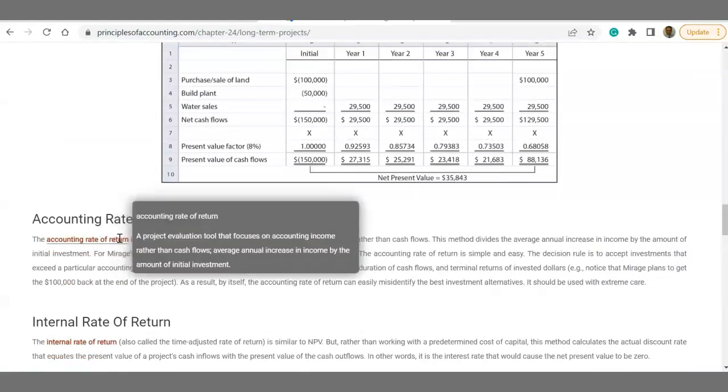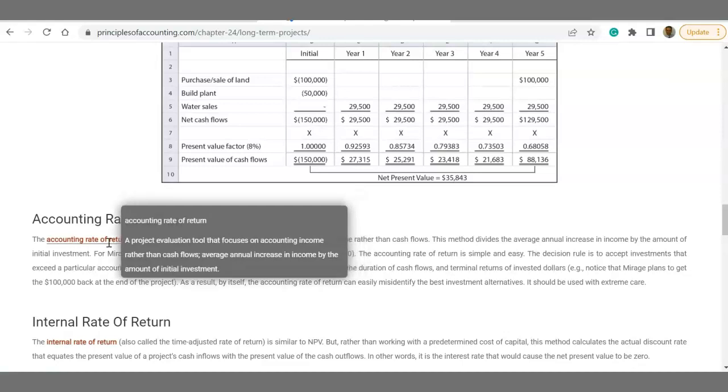Accounting rate of return is a project evaluation tool that focuses on accounting income rather than cash flows. It's just like regular accounting income. What is regular accounting income? It's sales minus expenses, which gives you net income.